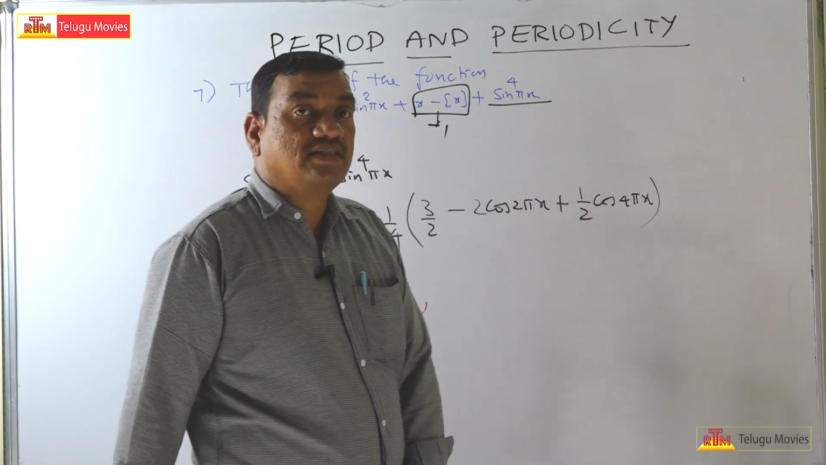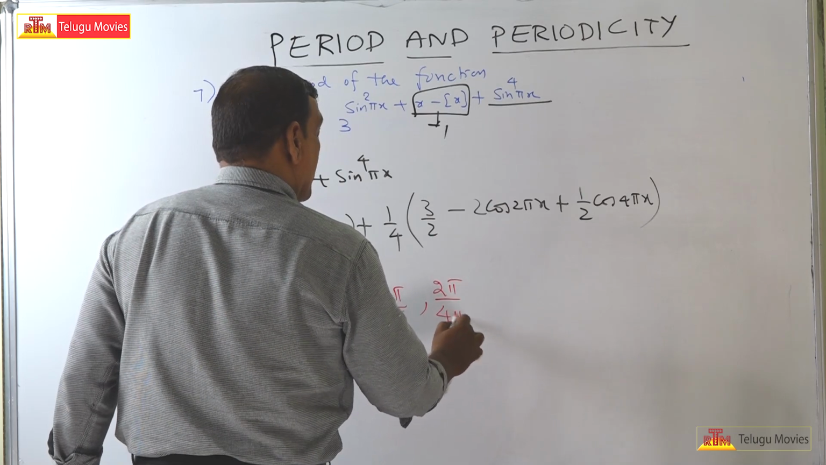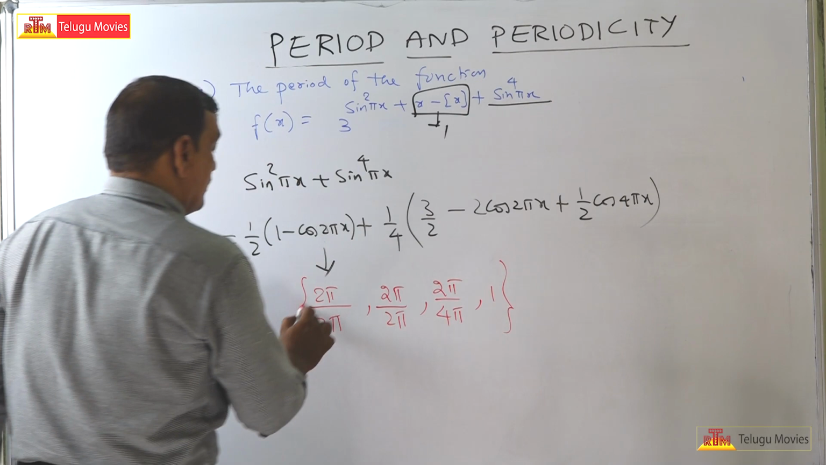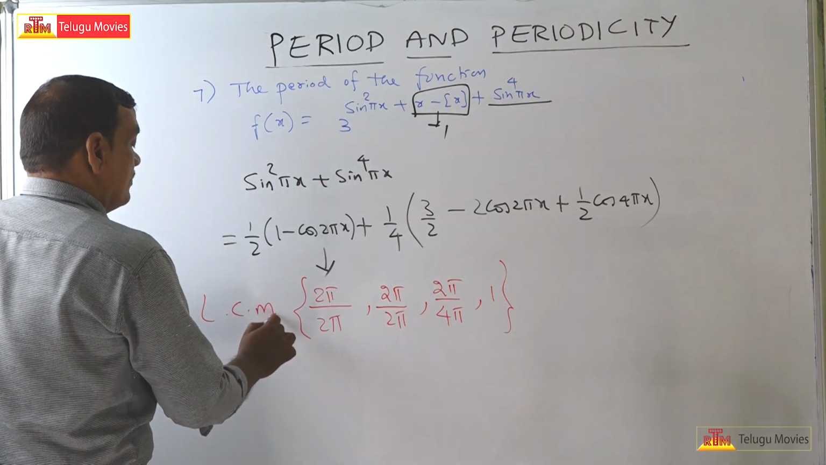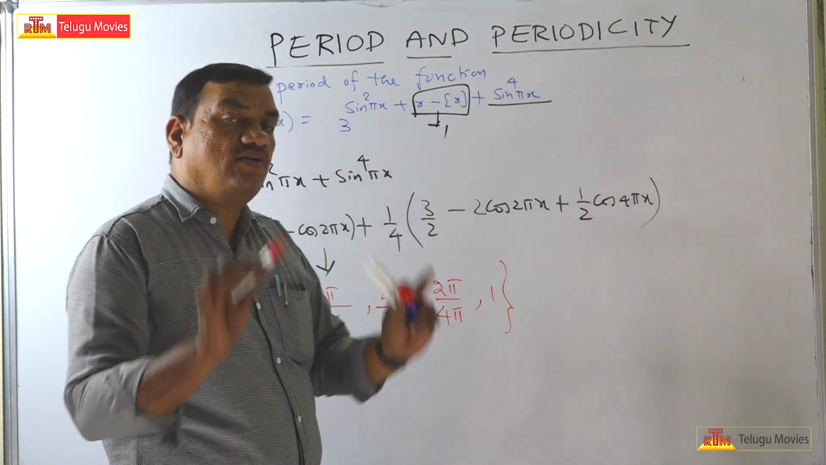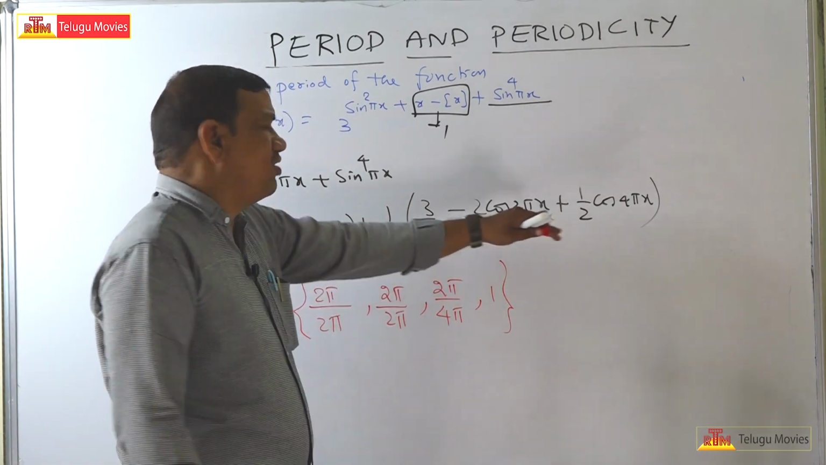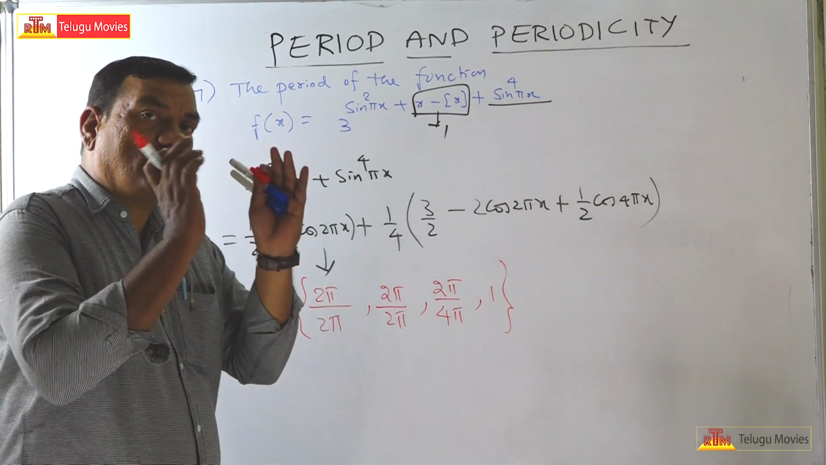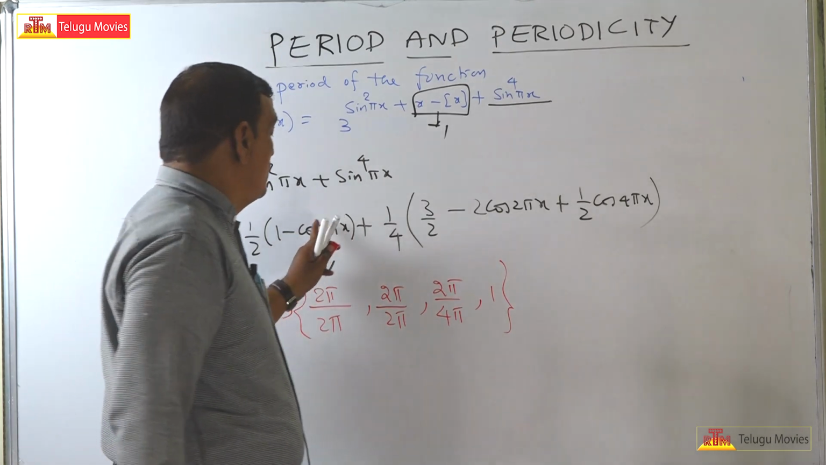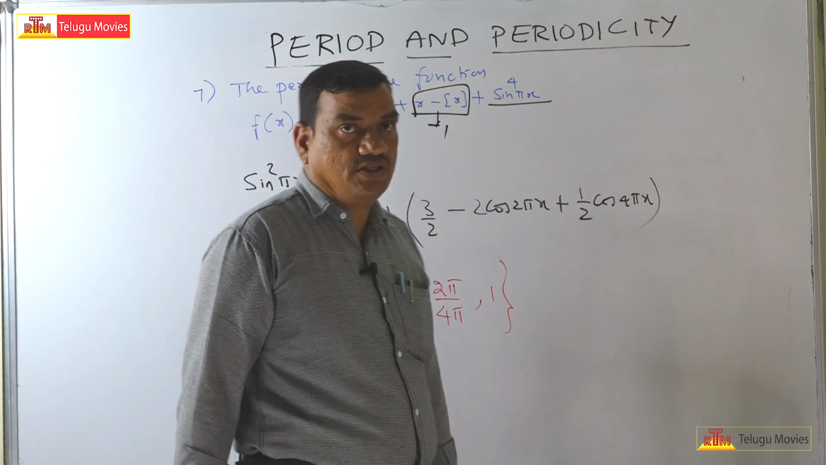Cos 4 pi x, cos x, period is 2 pi by 4 pi, again its period is 1. So LCM of this. The 1 by 2, 3 by 4, they are constants, leave them. We won't bother about the constants, and the denominator quantities we won't bother. We will concentrate on the trigonometric functions, in which all are cos square, cos square not there. So we will remove all those things.